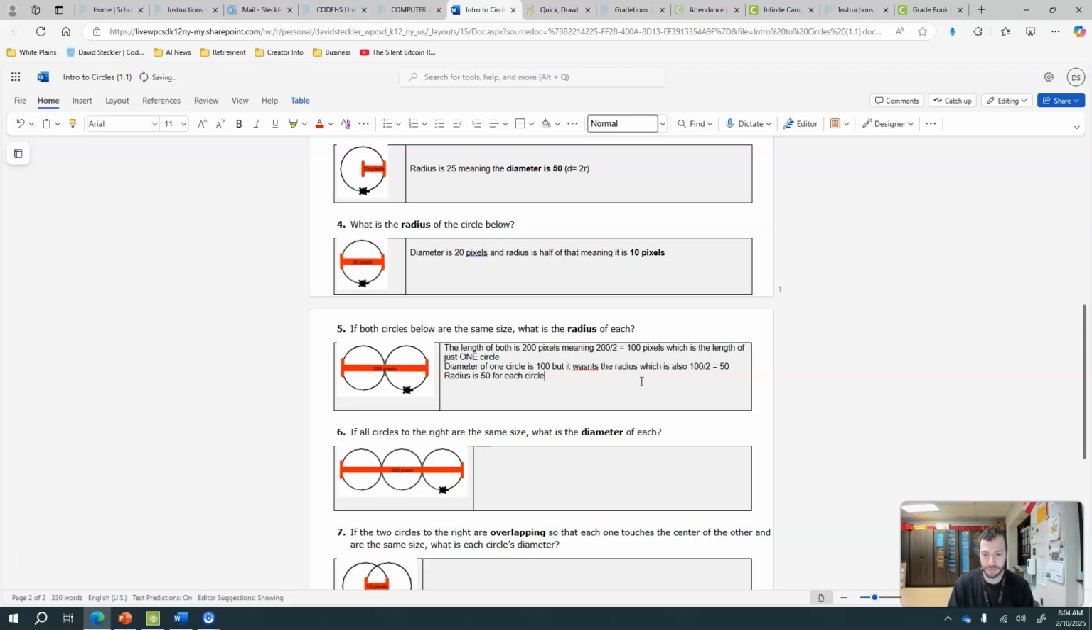So we divide that by 2. So the circle command 50, with a lowercase c, this autocorrected, would be what we need to make this circle. If all circles to the right are the same size, by the way, the answer is the radius is 50.